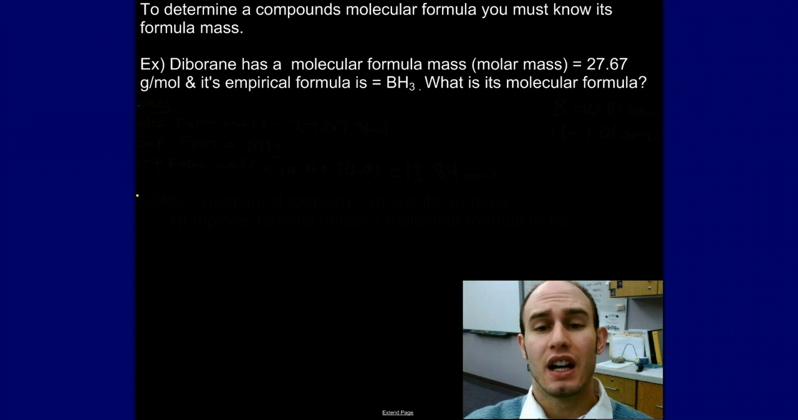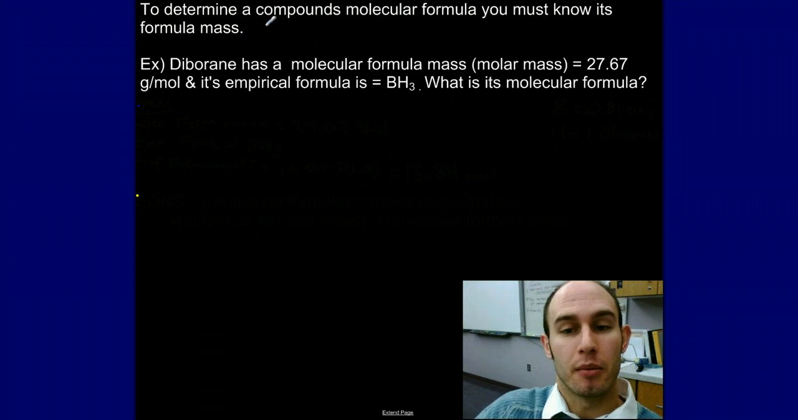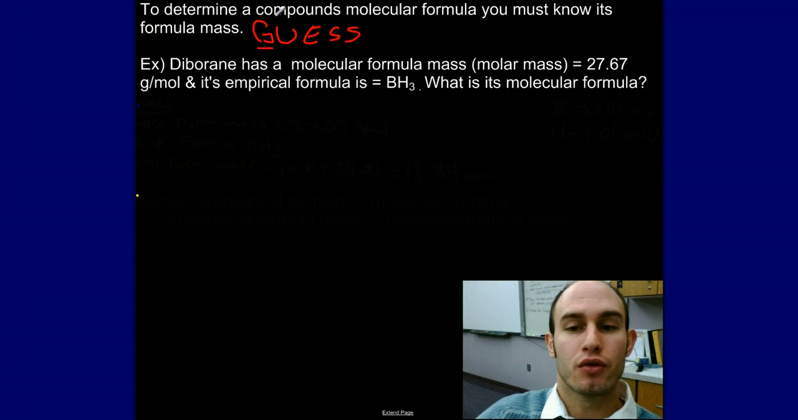Here we are given that the molecular formula of diborane is unknown. It has a mass, however, of 27.67 grams per mole, and its empirical formula, or the simplified version, is BH3. We want to know the molecular formula. I'm going to employ the GUESS method in solving problems. If you have not used the GUESS method before, write it down, G-U-E-S-S, and I'll walk you through it.